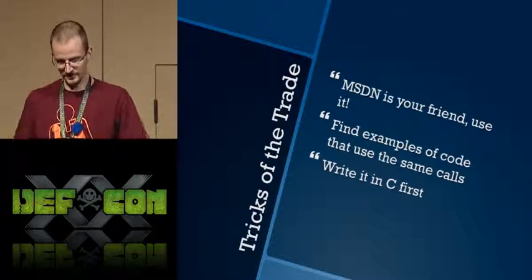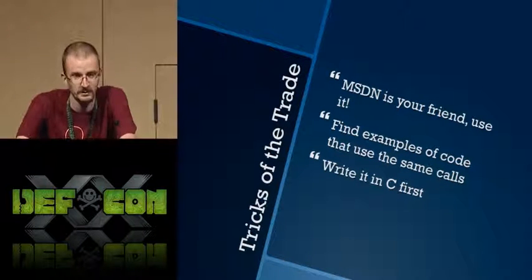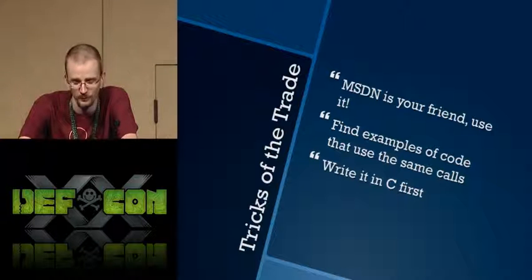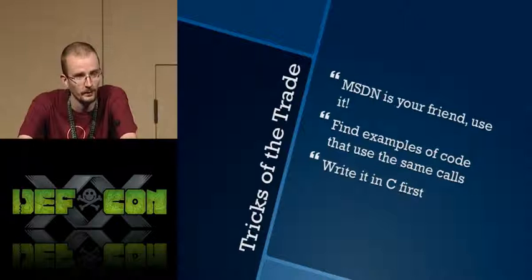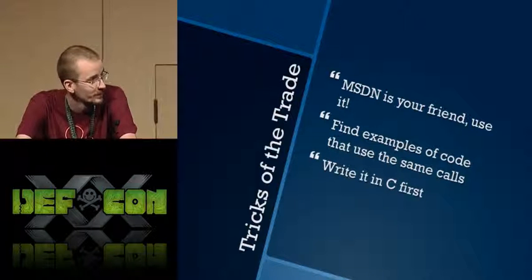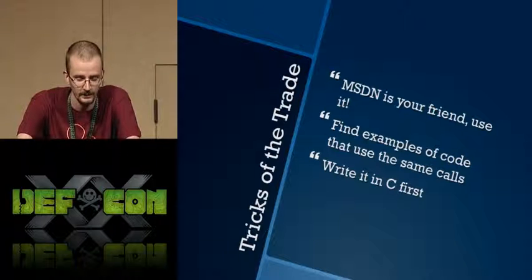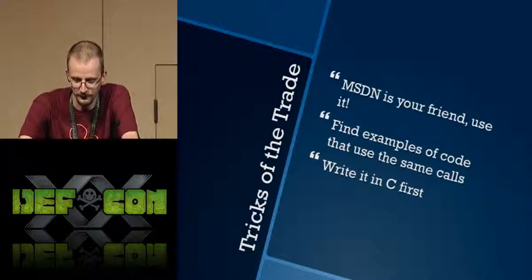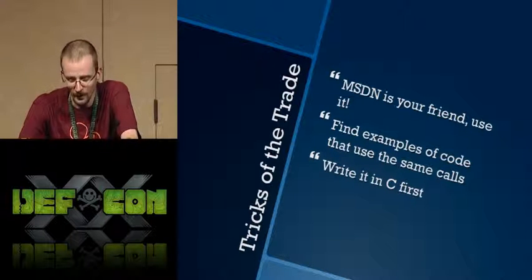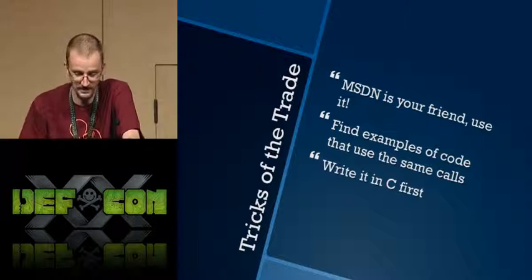So, tricks of the trade. These are just the things that I've found exceptionally useful for learning to do Railgun. MSDN is your friend. I don't know how many people do Windows API programming or spend time on MSDN, but it gives you all the information you need right there. It will give you function definitions. It'll give you examples.